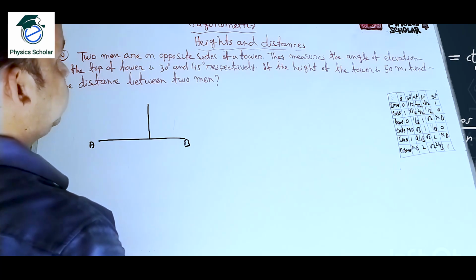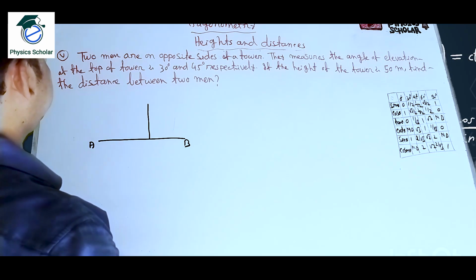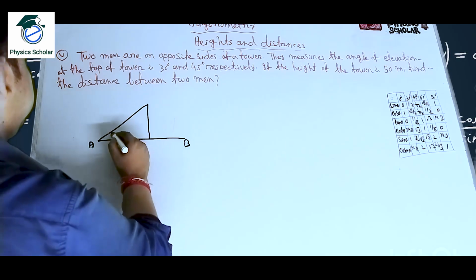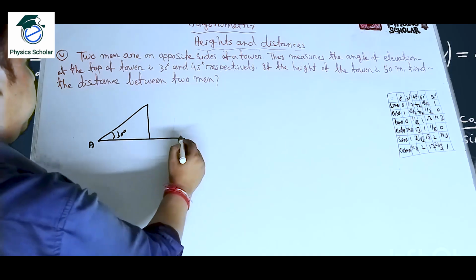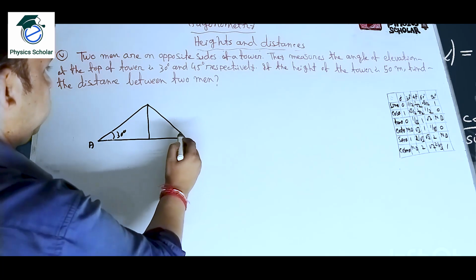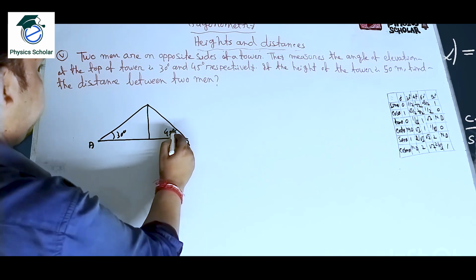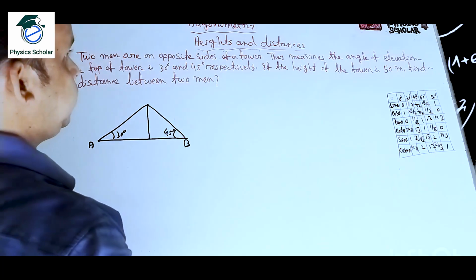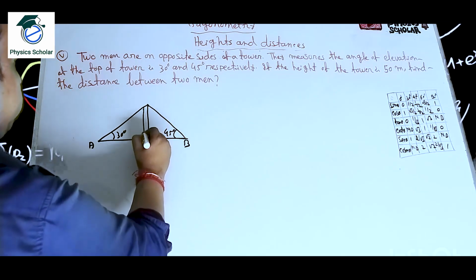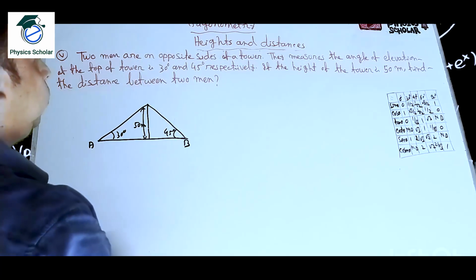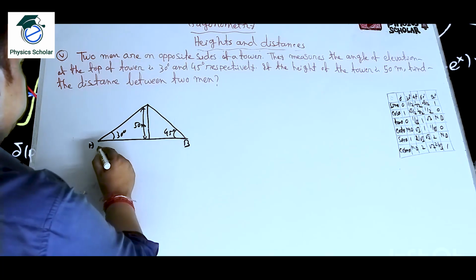They measure the angle of elevation of the top of the tower as 30 degree. Suppose this is the angle of elevation, 30 degree. Clear? And 45 degree. So this is suppose 45 degree, angle of elevation. If the height of the tower is 50 meter, so this one is 50 meter. We have to find out the distance between the two men.